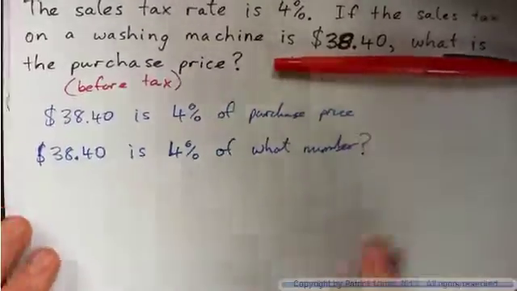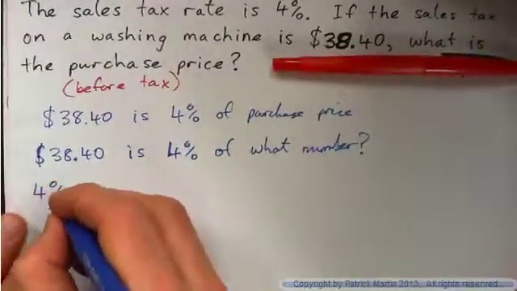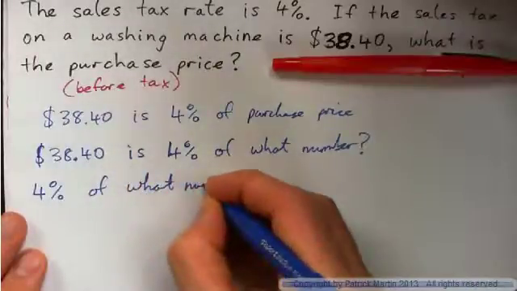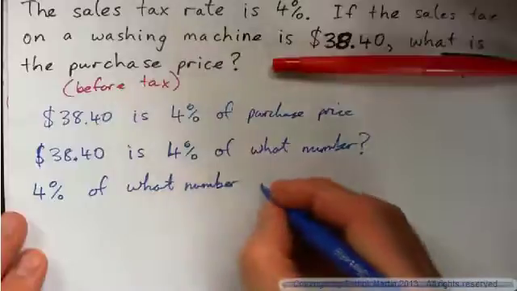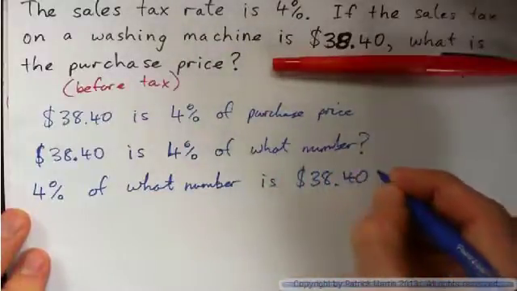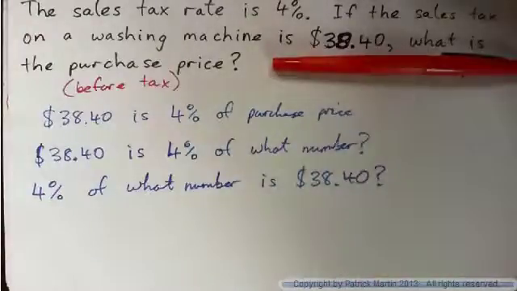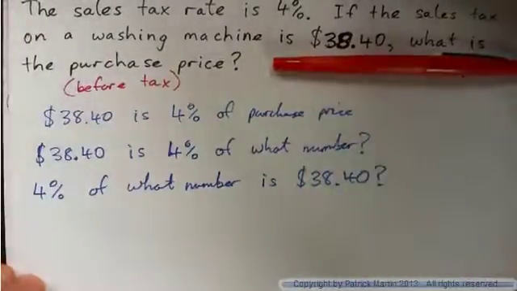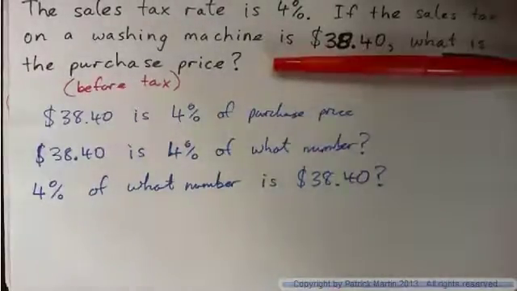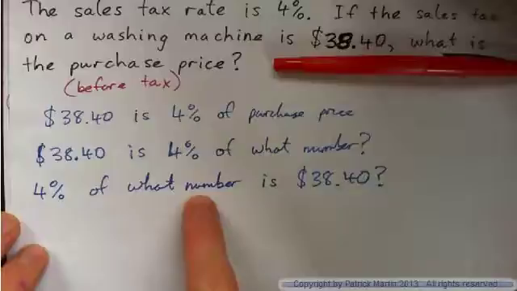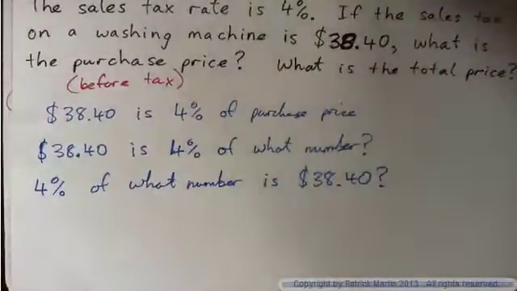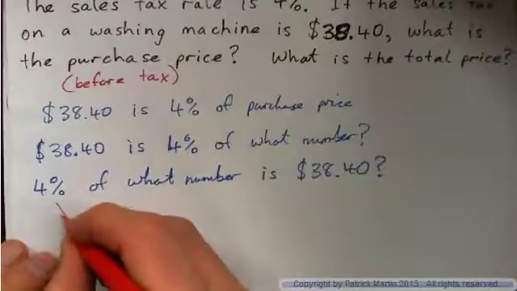Or, no, we usually did it this way, didn't we? We usually went 4% of what number, of what purchase price is $38.40. Anyway, there's 3 ways of doing it. But I guess this way is the one we've done most of all. So you're probably like this way better. Whichever way you like it, they'll all work. But if we went 4% of what number is $38.40, we've got to turn the 4% into a decimal.